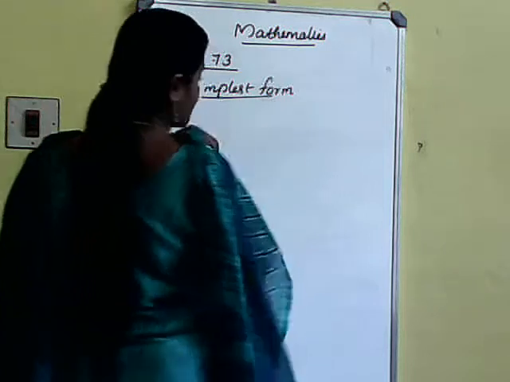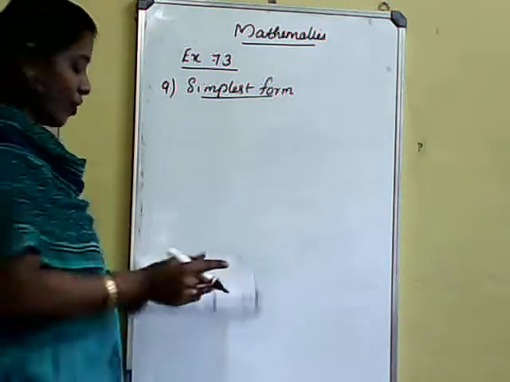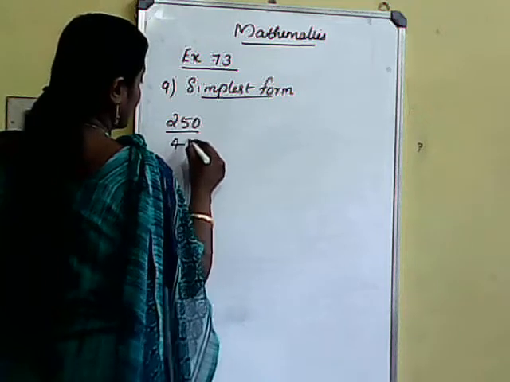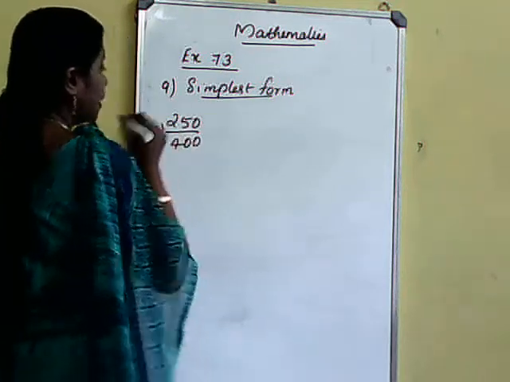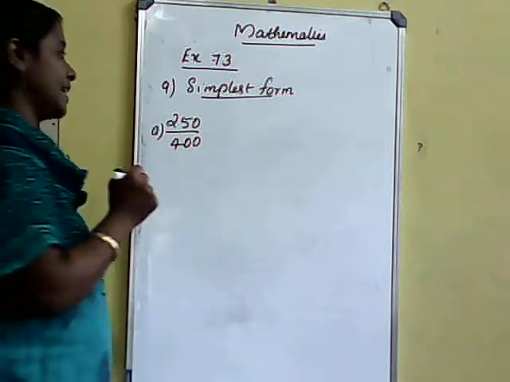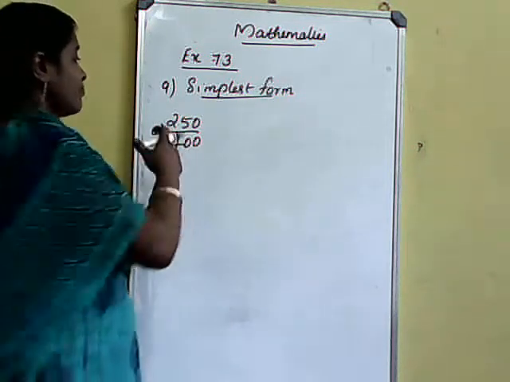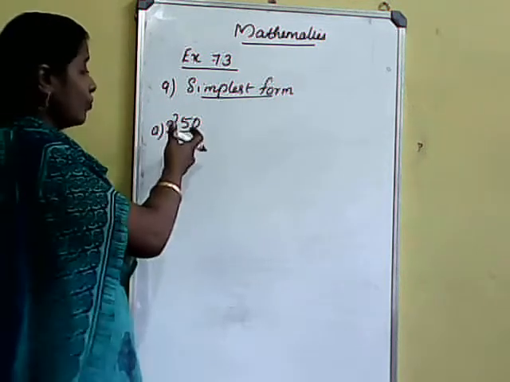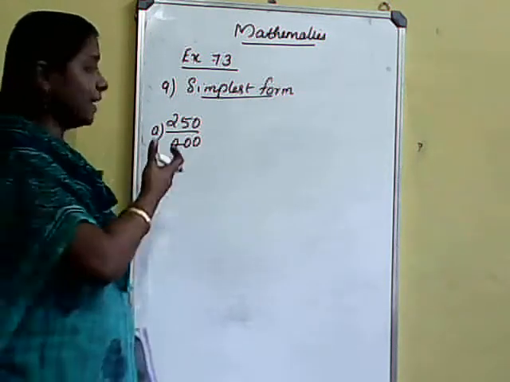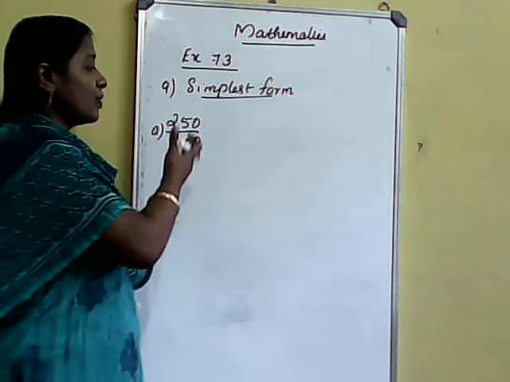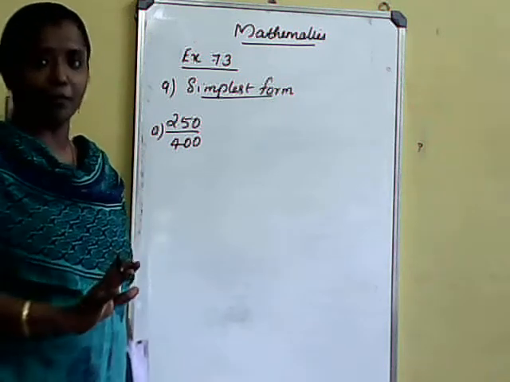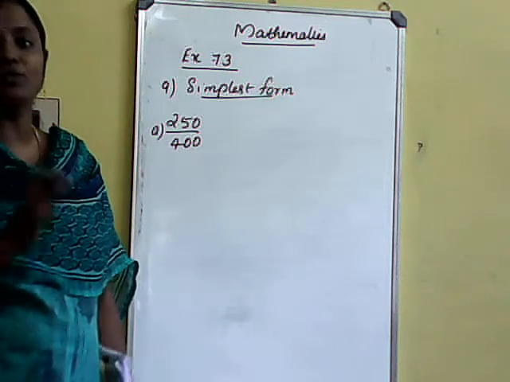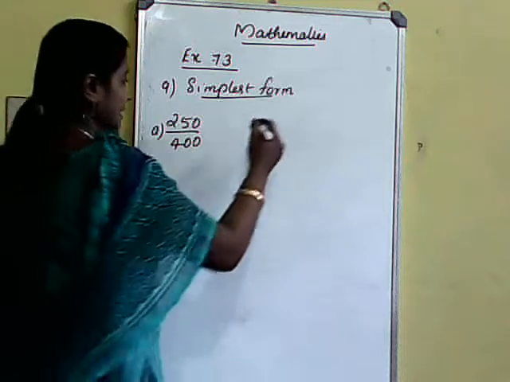Not equivalent fractions. We will find the simplest form of the first question, 250 by 400. What is the simplest form of 250 by 400? Sometimes the question is, find the equivalent fractions of 250 by 400. You can divide it by 10 or 5 or you can multiply by any number, no problem. So find the simplest form here. So simplest form, so what will we do here? Yes, HCF.